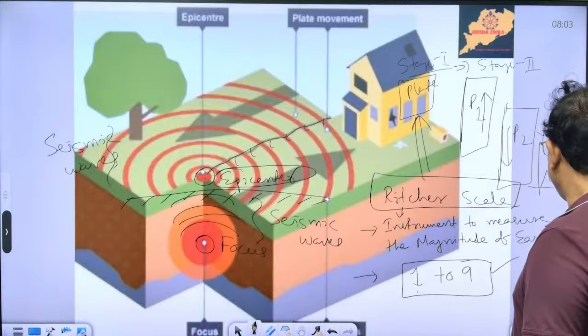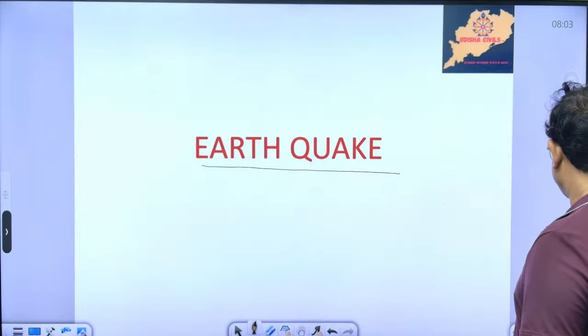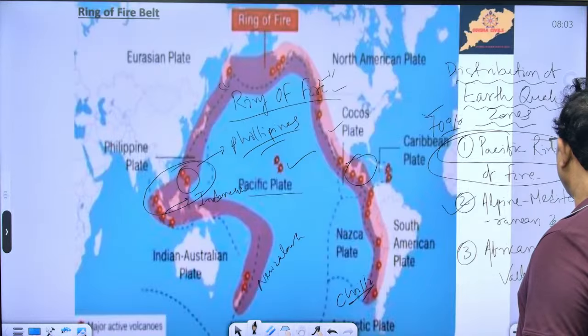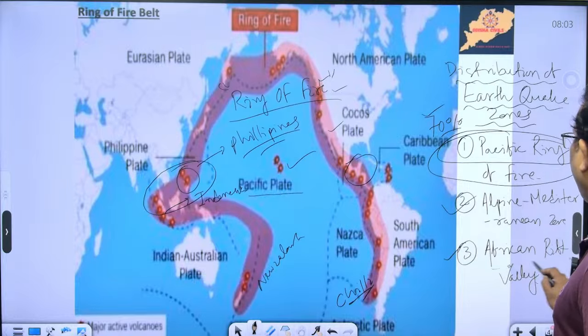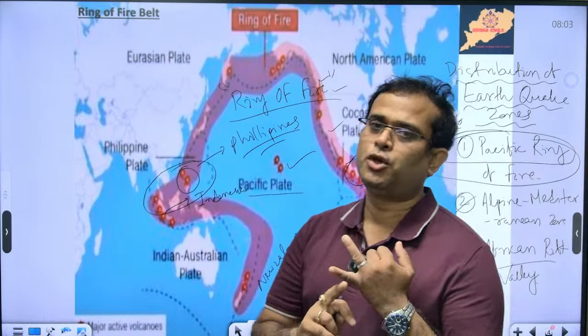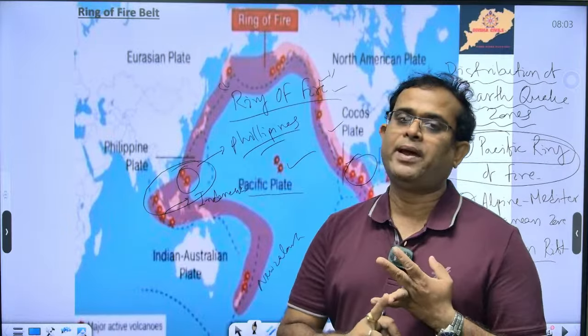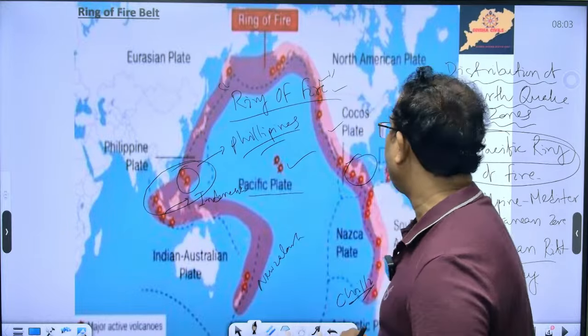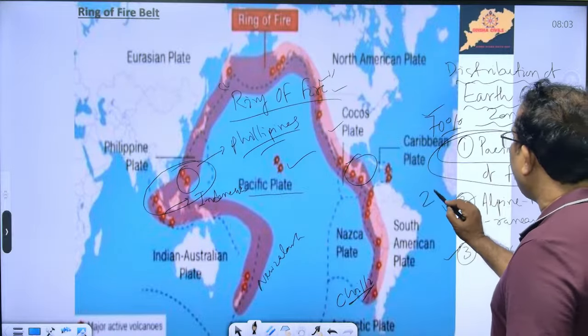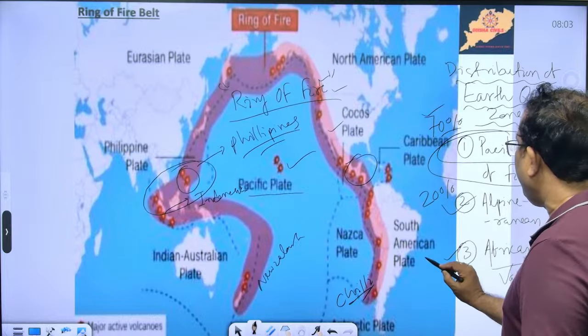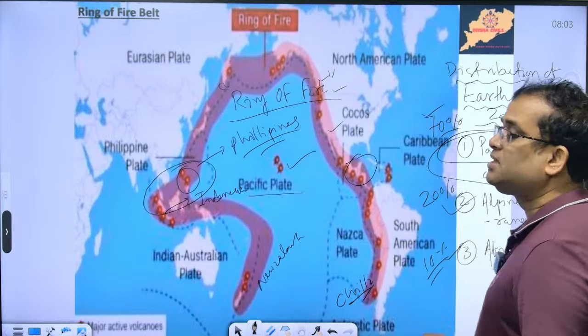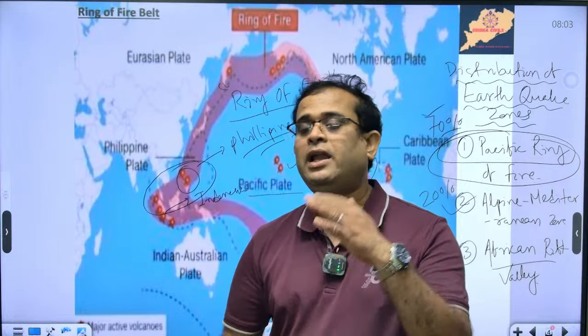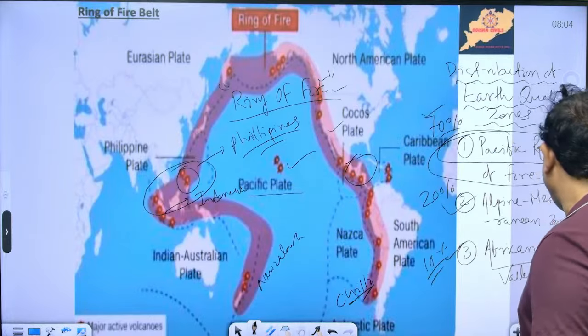Now come to your African Rift Valley. First we discussed the Pacific Ring of Fire, then the Alpine, Himalayan, Mediterranean belt. Third is the African Rift Valley. So it is like 70%, 80-20%, and the remaining 10% is concentrated in the African Rift Valley. Let's go to Africa.